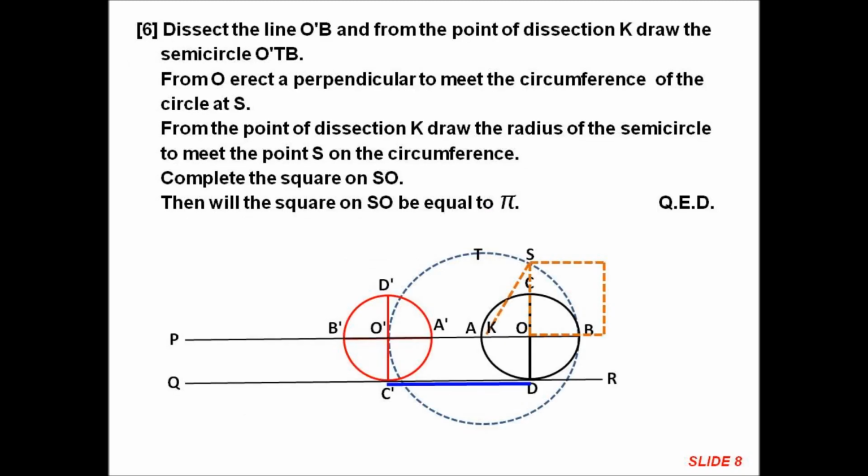6. Dissect the line O'B, and from the point of dissection K, draw the semicircle O'TB. From O, erect a perpendicular to meet the circumference of the circle at S. From the point of dissection K, draw the radius of the semicircle to meet the point S on the circumference. Complete the square on SO. Then the square on SO will be equal to pi, QED.